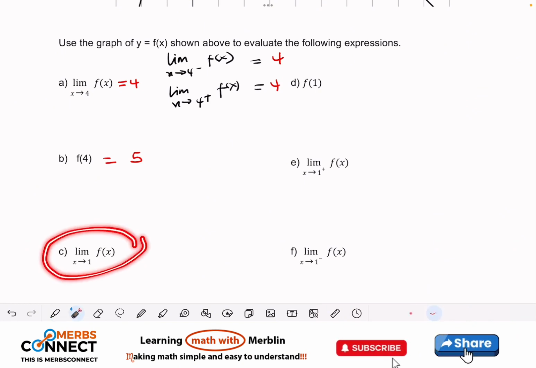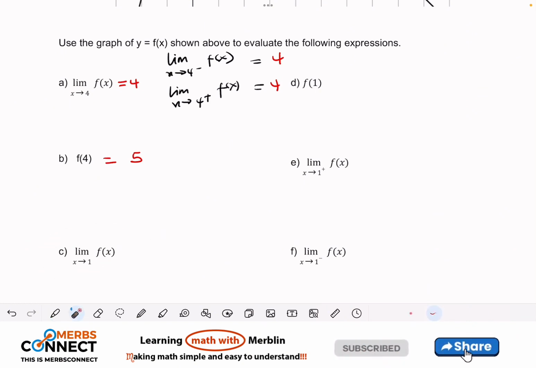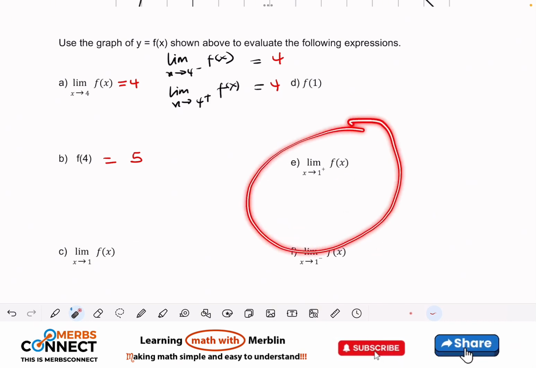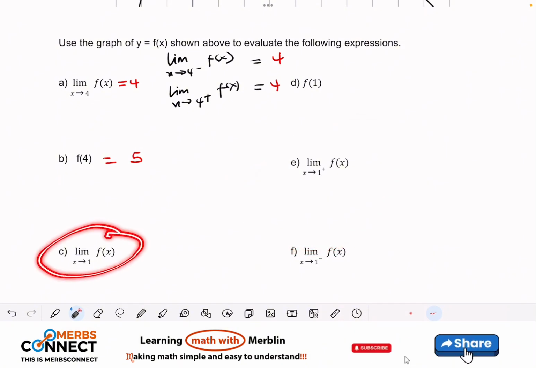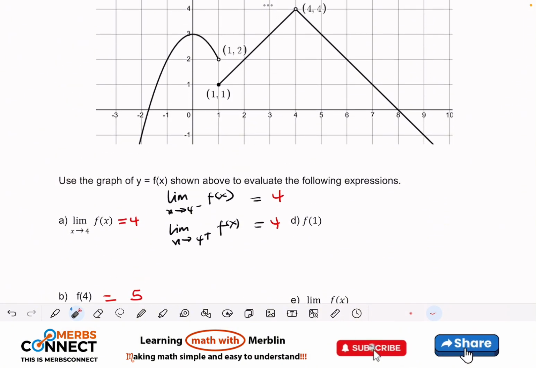Now for us to talk about C, let's talk about the right side and the left side, right? And if this and this are the same, then we can conclude for this one, right? Then we look for f of 1 as well.